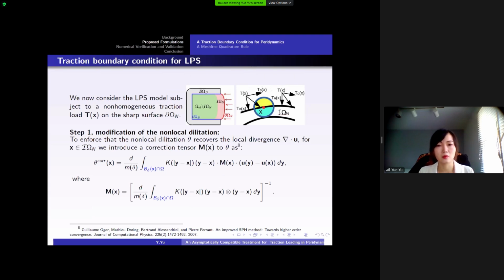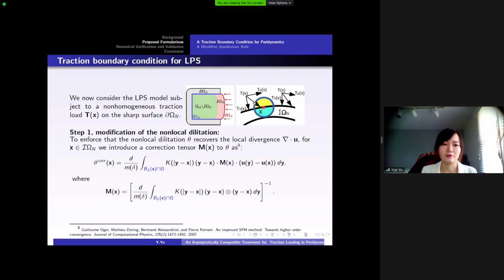So before we propose a formulation, let's see what is missing. What is going on when the material point is nearby the sharp traction loading boundary, that is, when it's in the red region here? Let's look into the horizon of this material point. We can see that some of the integral, represented by yellow here, is actually outside the computational domain, so that part of the integral is missing.